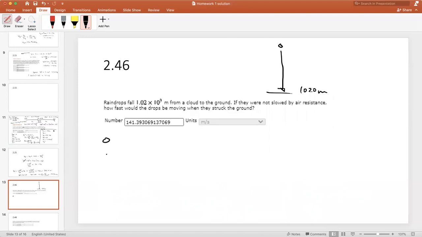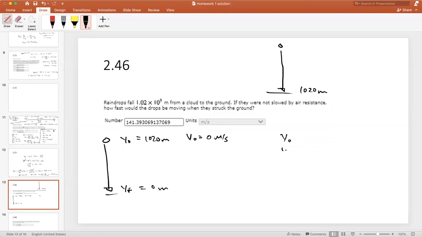So redrawing this with our variables labeled. Y initial at the top is 1020 meters, and this is 0 when it hits the ground. Or you could say this is 0 at the top and this is negative 1020. You could start measuring up there, it doesn't matter. The assumption comes in where we're going to assume it starts from rest. They didn't tell us that. They just said it was up in the cloud and it drops. I'm going to assume that it drops from rest.